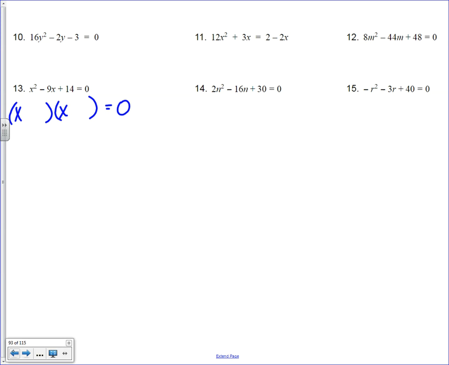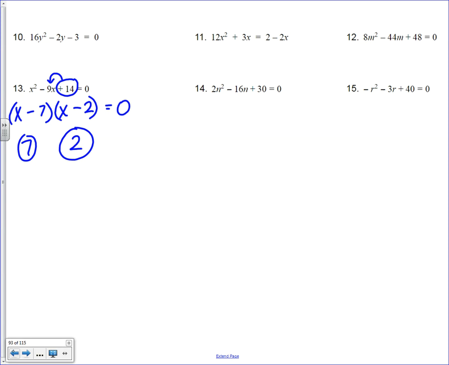Okay, my constant is a positive 14, so I need factors of positive 14 that will add to 9. Okay, factors of 14 that will add to 9. That would be 7 and 2. Because it's plus 14, that's a sum. I need the same symbols. Both of these need to be minus to make that negative 9 in the middle. So now you're going to set your factors equal to 0, and when you solve, you should get 7 and 2.